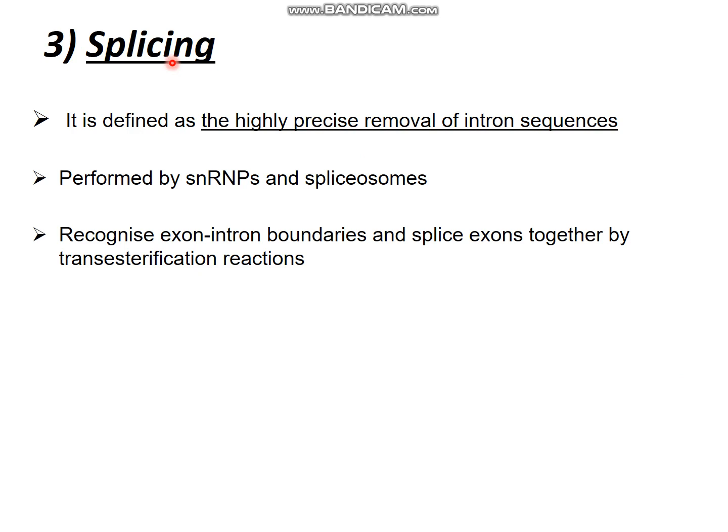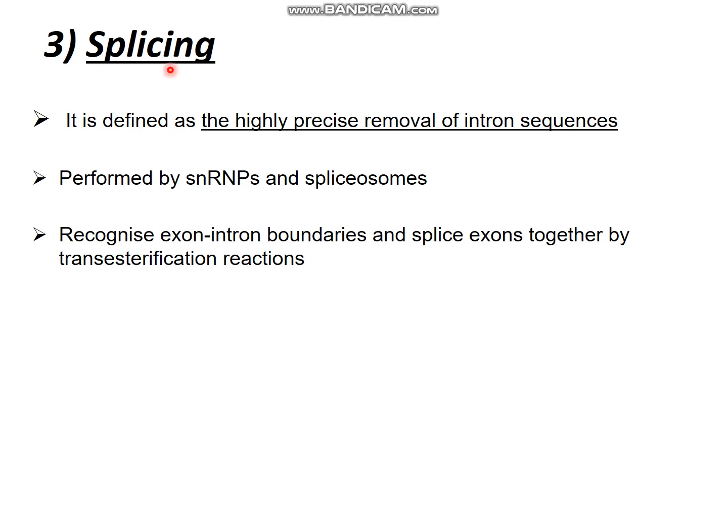Not all the regions of the pre-mRNA molecule code for proteins. Those regions that do code for your protein are known as exons, while those that do not code for your protein are known as introns. Therefore, before the pre-mRNA exits the nucleus, a protein complex known as the spliceosome will cut out all the introns and splice together the exons.